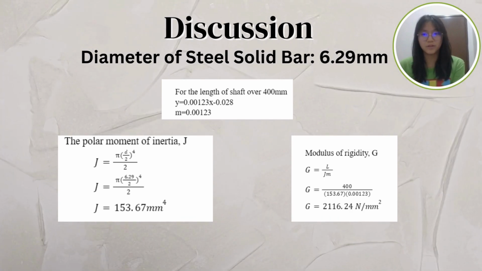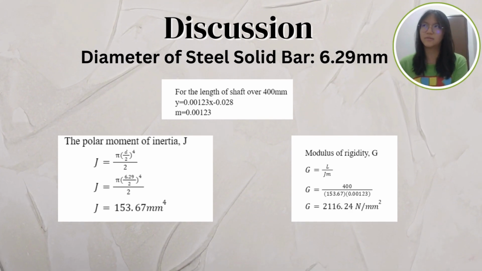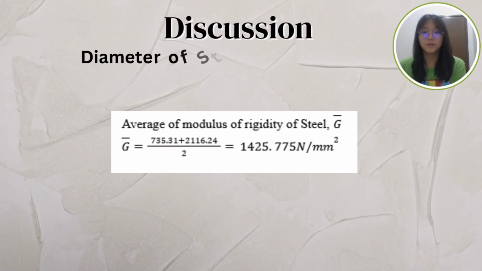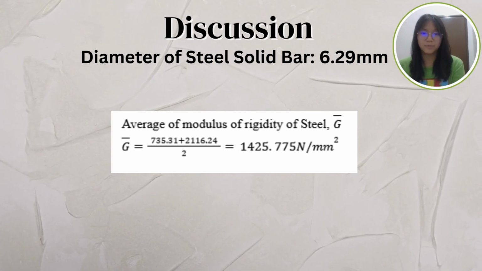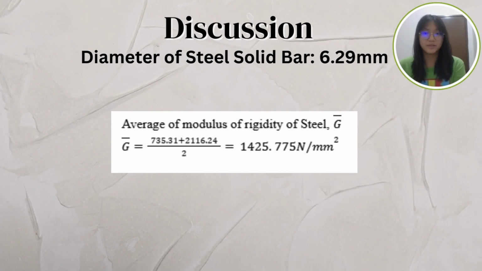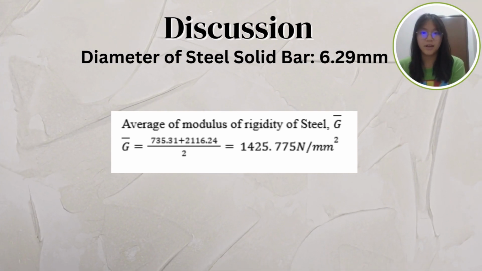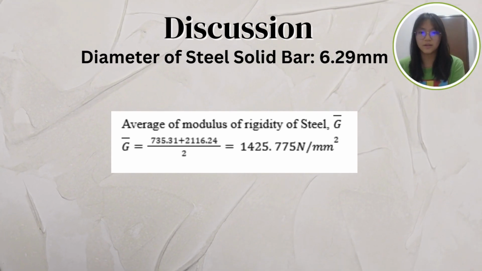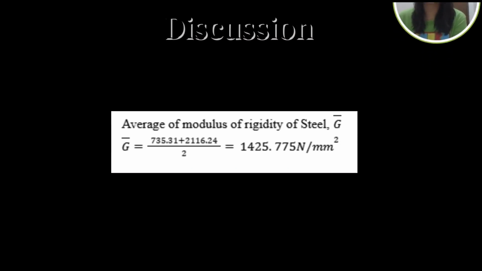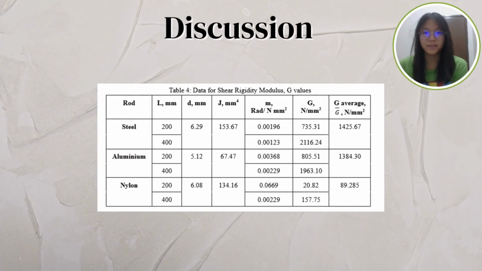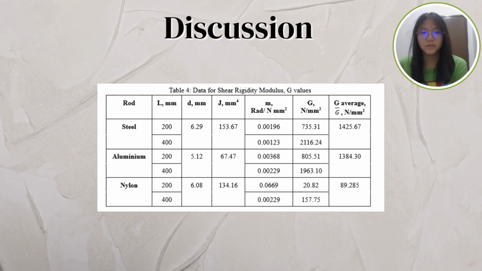So this time the G is equal to 2116.24 Newton per millimeter square. To calculate the average modulus of rigidity of steel, we will take the two values that we get from 400 mm and 200 mm and divide by 2. So for the steel solid bar, the average modulus of rigidity of steel is equal to 1425.775 Newton per millimeter square. After the calculation, we will get the data for shear rigidity modulus G for each load.